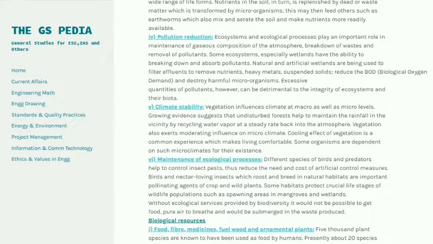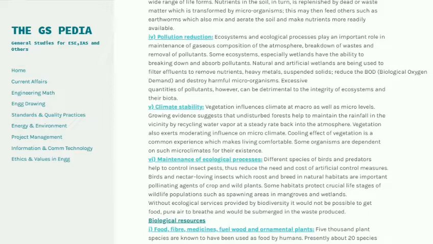5. Climate stability. Vegetation influences climate at macro as well as micro levels. Growing evidence suggests that undisturbed forests help to maintain the rainfall in the vicinity by recycling water vapor at a steady rate back into the atmosphere. Vegetation also exerts a moderating influence on microclimate. The cooling effect of vegetation is a common experience which makes living comfortable. Some organisms are dependent on such microclimates for their existence.